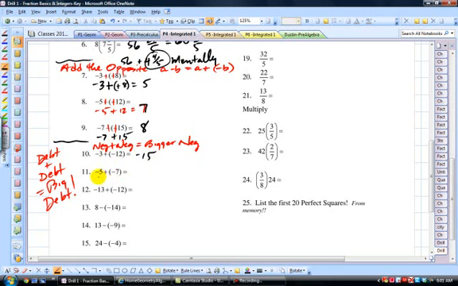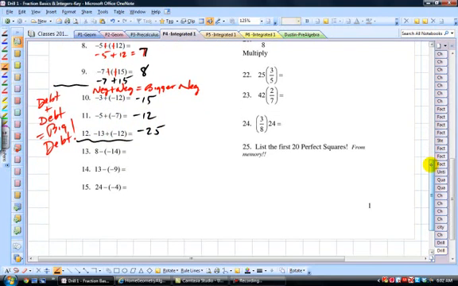-5 plus -7. You owe 5, and then you owe 7, so you owe 12 in all. And this one here, you owe 13, you owe 12, you owe 25. Whenever you owe, that's a negative. A debt plus a debt gives you a bigger debt. When you combine negatives, you get a bigger negative. That's what I'm talking about.